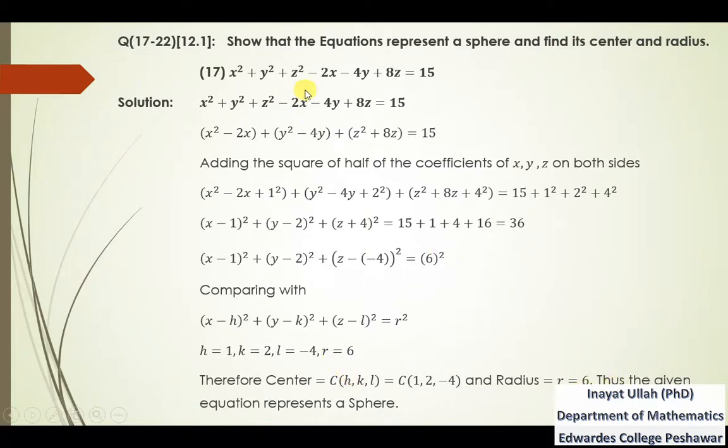So that is how we show that this equation represents a sphere: we combine the x terms, y terms and z terms, and then this statement is very important, that we add the square of half of the coefficients of x, y and z to get the equation of a sphere.